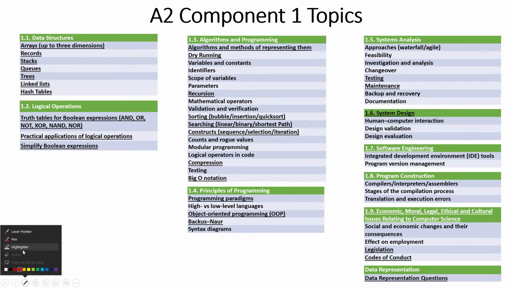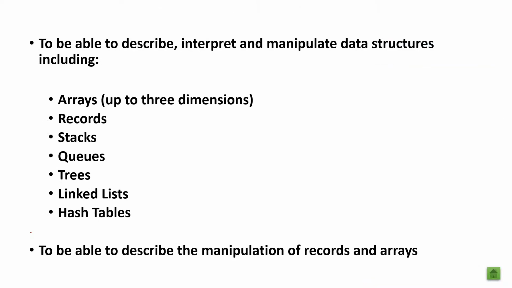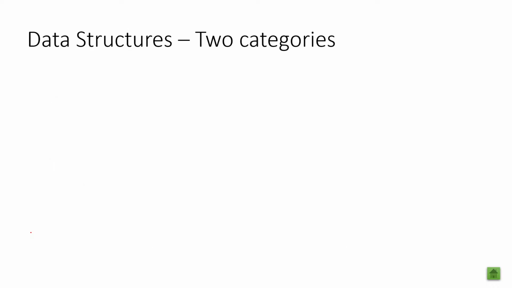The first one being data structures, which is quite a nice topic, and you covered that in September. So let's jump straight in and look at arrays, records, stacks, queues, trees, linked lists, and even hash tables. The only thing there that doesn't seem to appear that often is hash tables. From the specification, we need to be able to describe, interpret, and manipulate data structures, including arrays up to 3 dimensions, records, stacks, queues, trees, linked lists, and hash tables, and be able to describe the manipulation specifically of records and arrays.